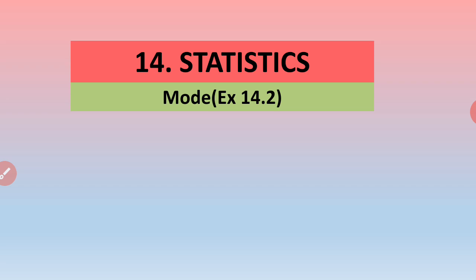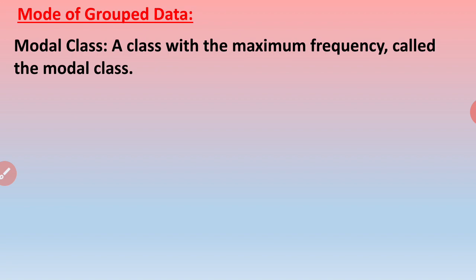We'll try to understand the terms that are used, and then we'll move towards the examples. Now the very first thing, mode of a grouped data. To know about all these things, the very first thing which you must know is modal class. A class with the maximum frequency is called the modal class. Now, there will be the classes given and the frequencies also will be given. Out of it, the class which corresponds to the maximum frequency will be called as the modal class. We'll have examples to understand it much better.